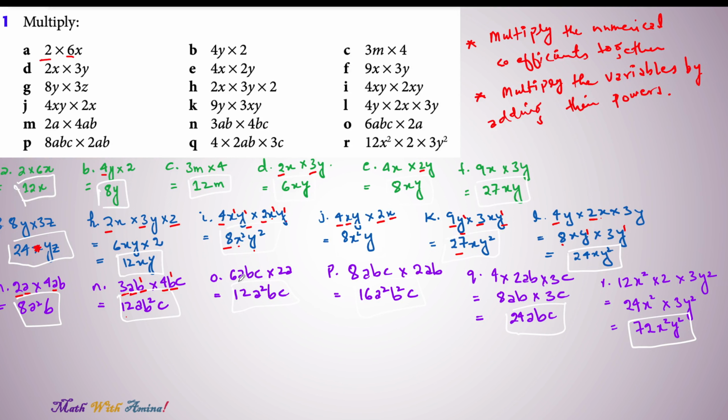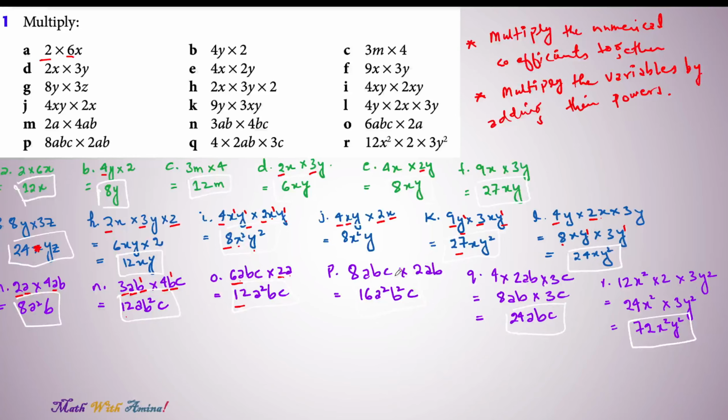Then we have 6abc multiplied by 2a. So coefficients first, 6 multiplied by 2 is equal to 12. A multiplied by a is equal to a square. B and c would be written as it is. So in here, just the same variables that we get, their powers will be added. You have to keep in mind that only those variables that are the same in both the terms or more than 2 terms, their powers will be added.